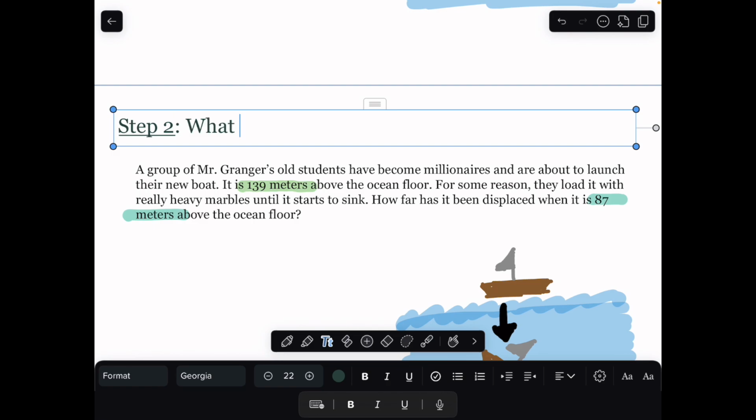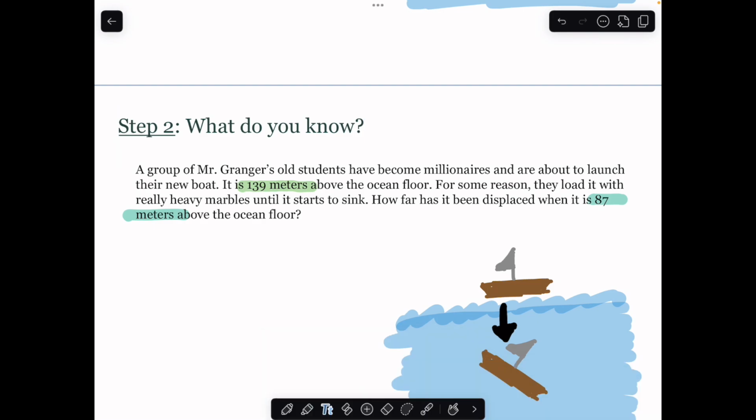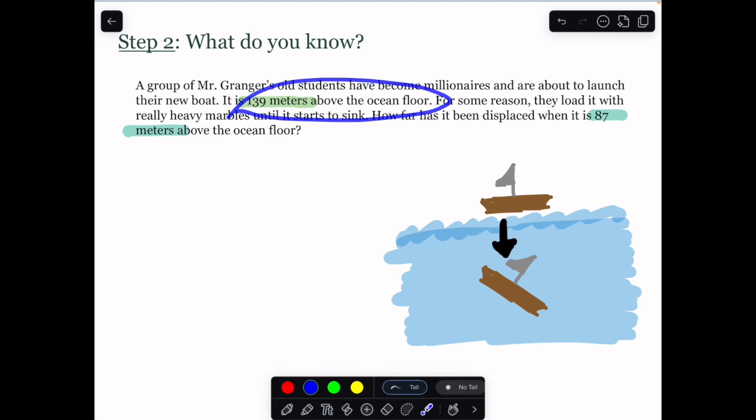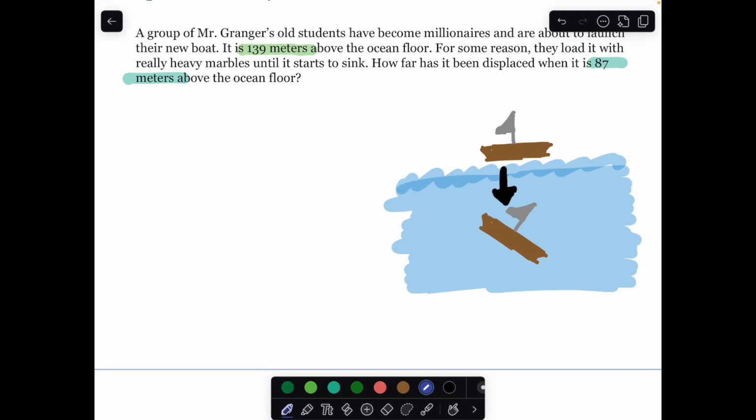Step 2, what do you know? In this step, you identify what the numbers in the problem represent so that you can use them to get a numerical answer or a number answer. So we know 2 things. We know the boat starts at 139 meters above the ocean floor, and then it moves to 87 meters above the ocean floor. Our measurements are from the ocean floor, so let's go ahead, and I'm just going to add a little bit of a floor here to this ocean. Okay. Oop, that's not going to work.